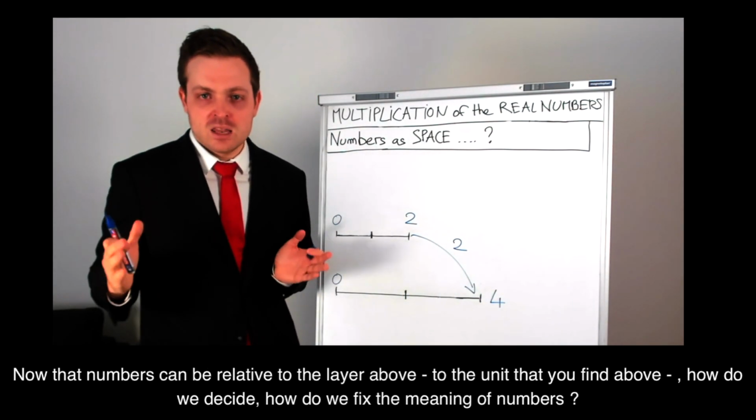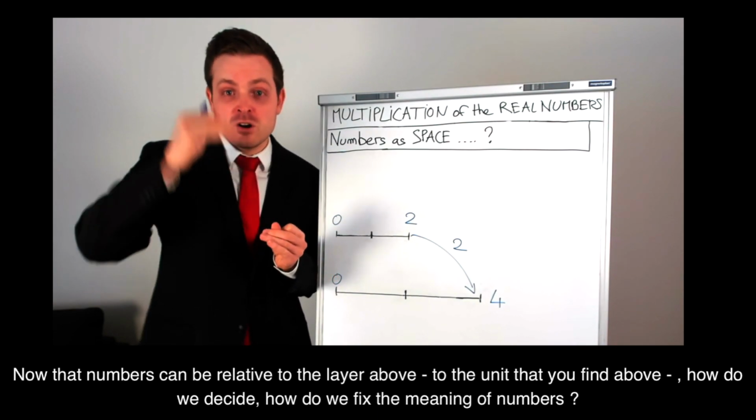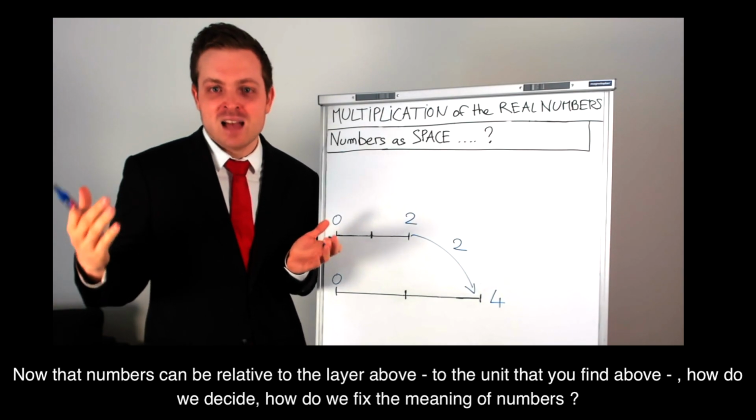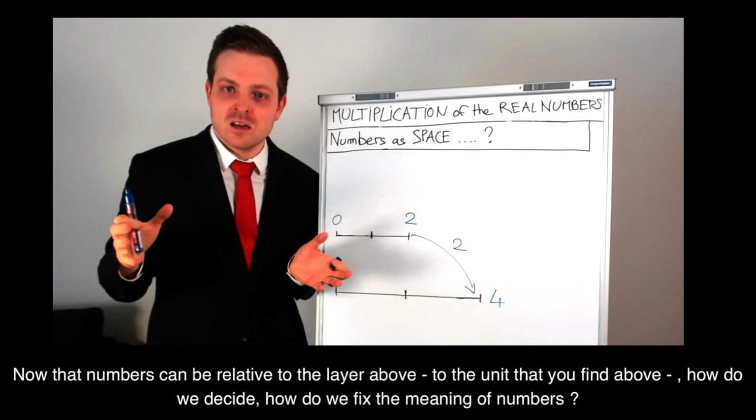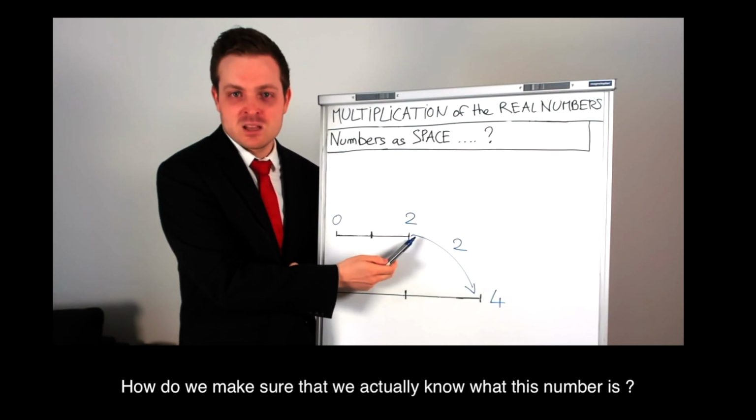So now that numbers can be relative to the layer above, to the units that you find above, how do we decide, or how do we fix the meaning of numbers, and how do we make sure that we actually know what this number is?